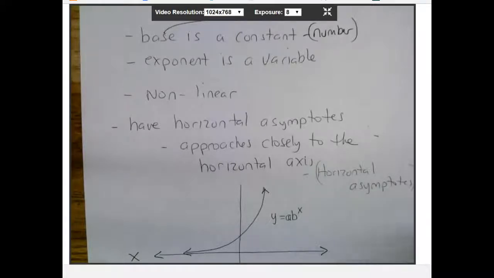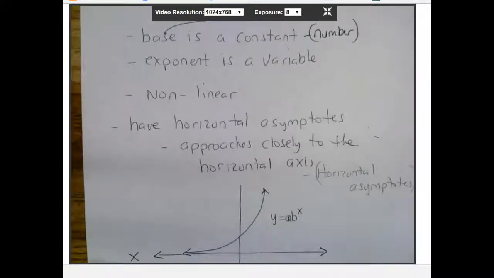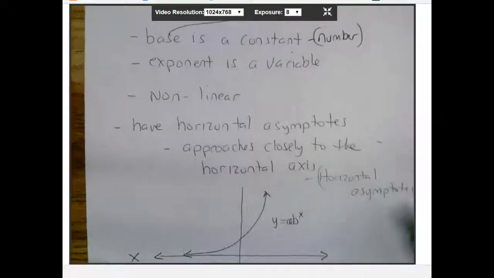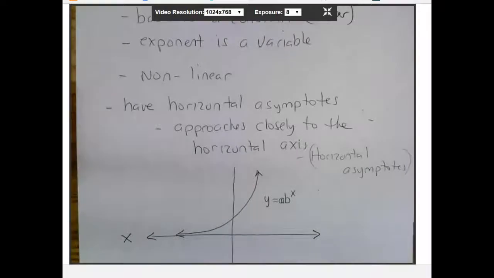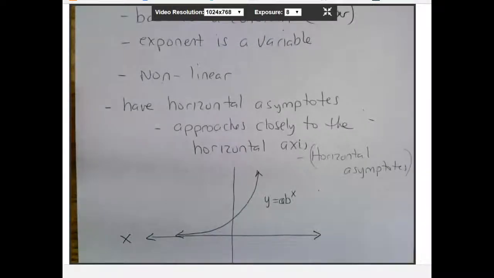What we're going to do with these is graph them. We're going to look at possibilities, and then plug in numbers that we pick and see if we can graph them. Or you'll be given some functions and asked to graph them and see what the possibilities are. But that's our introductory notes on these exponential functions.